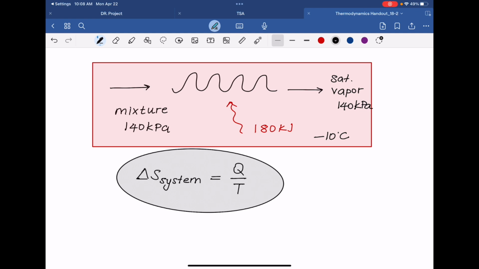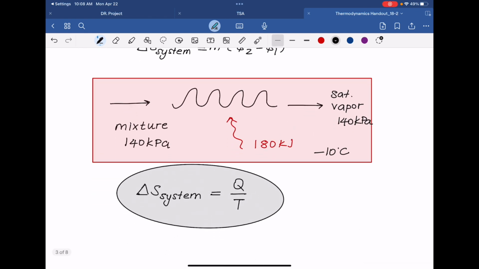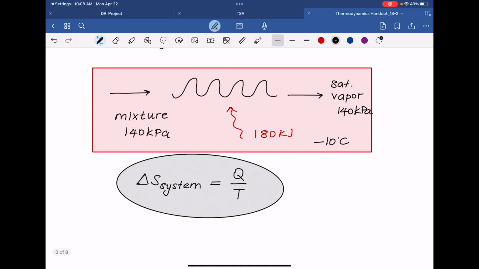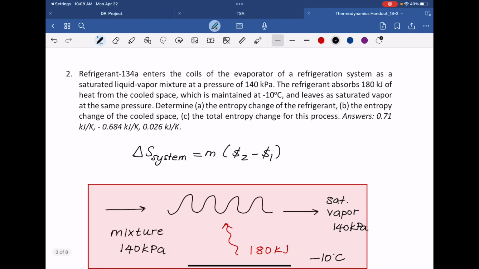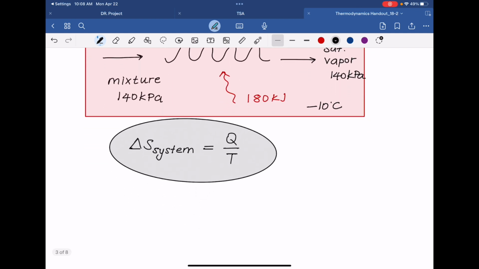And reversible meant that if I reverse the process, can I get back to my original state? Yes, even if you reverse this process, remove 180 kilojoule of heat from the system, you will still be able to go back to your original state, which was 140 kilopascal and its same saturation temperature. So therefore this is reversible and isothermal because it's a phase transformation. We can assume it that way. Now therefore let's use this relation.